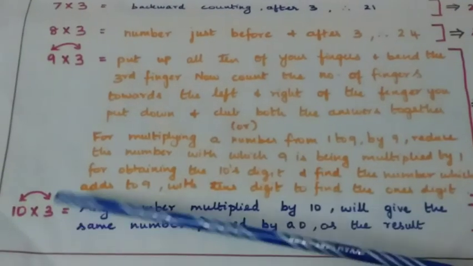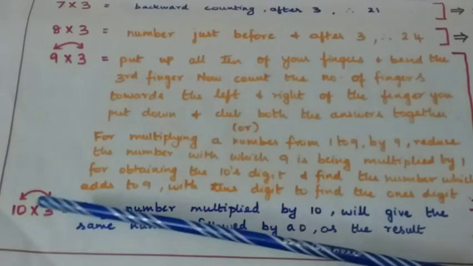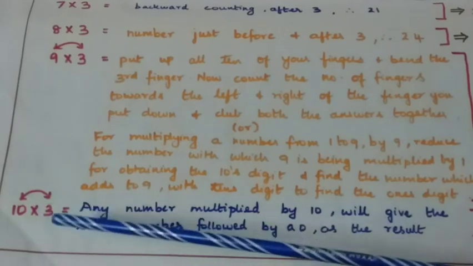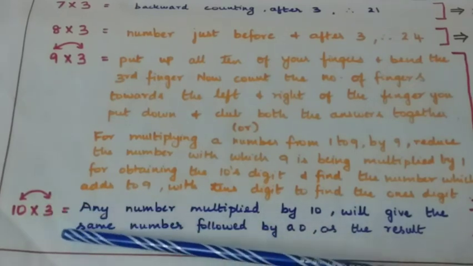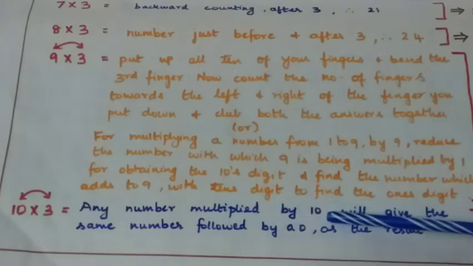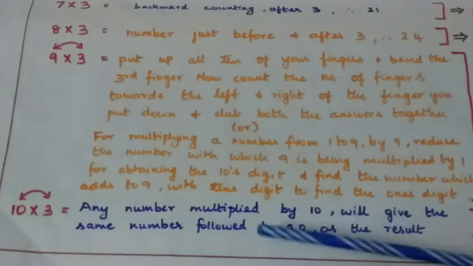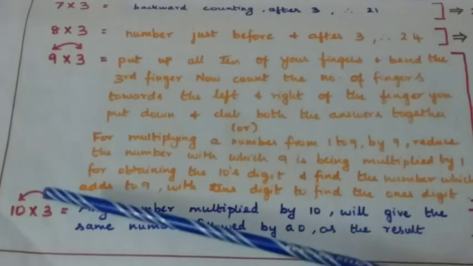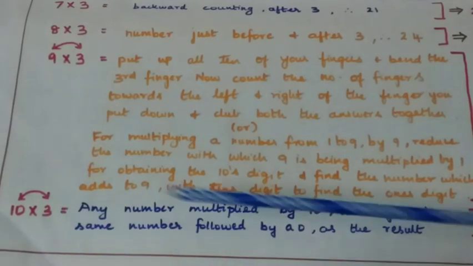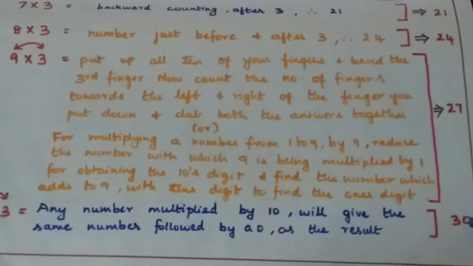And finally, for the 10th row, 10 into 3, we know that 10 into 3 is same as 3 into 10. So you can use the rule that we use for table 10, where any number multiplied by 10 will give the same number followed by a 0 as the result. So you need to write 3 and a 0, which gives 30 as the result.